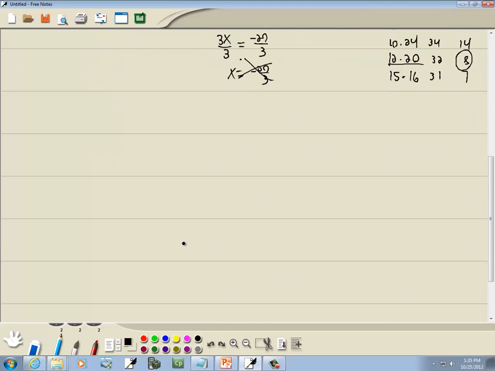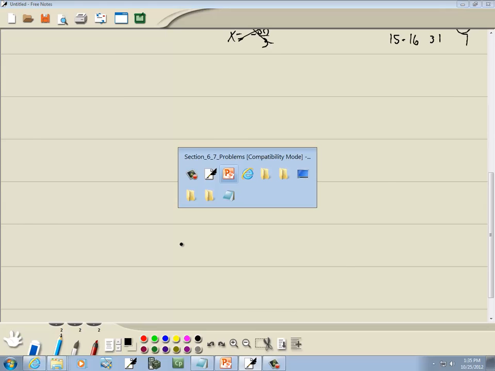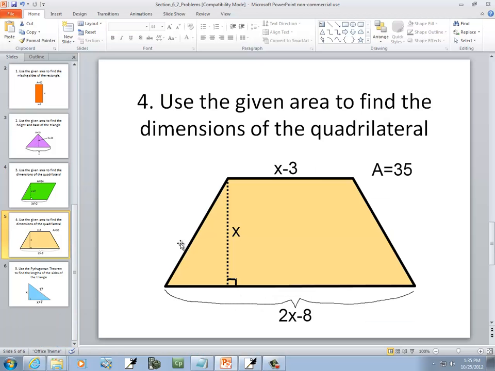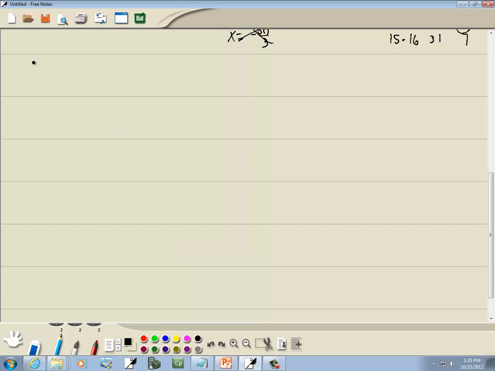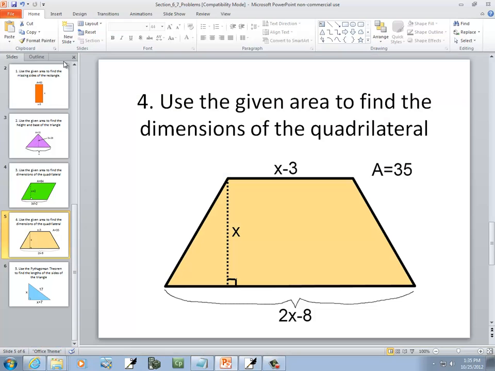And I don't know if I have room down here for... Yeah, I guess I do. For the next one. Here we're given a quadrilateral.